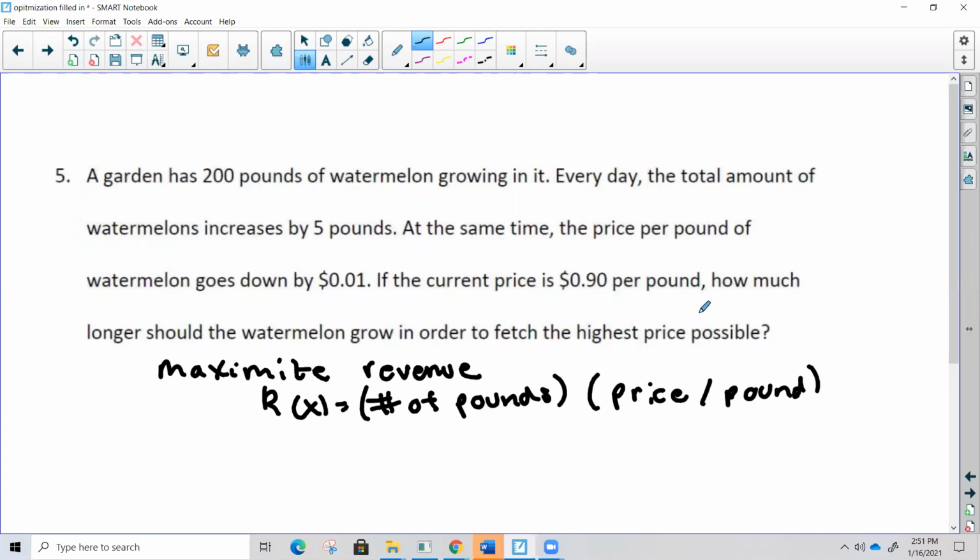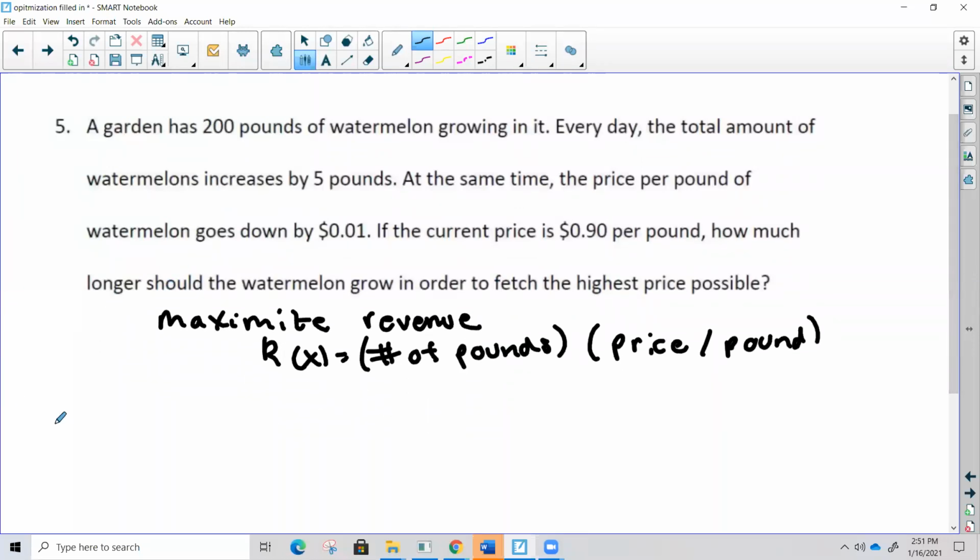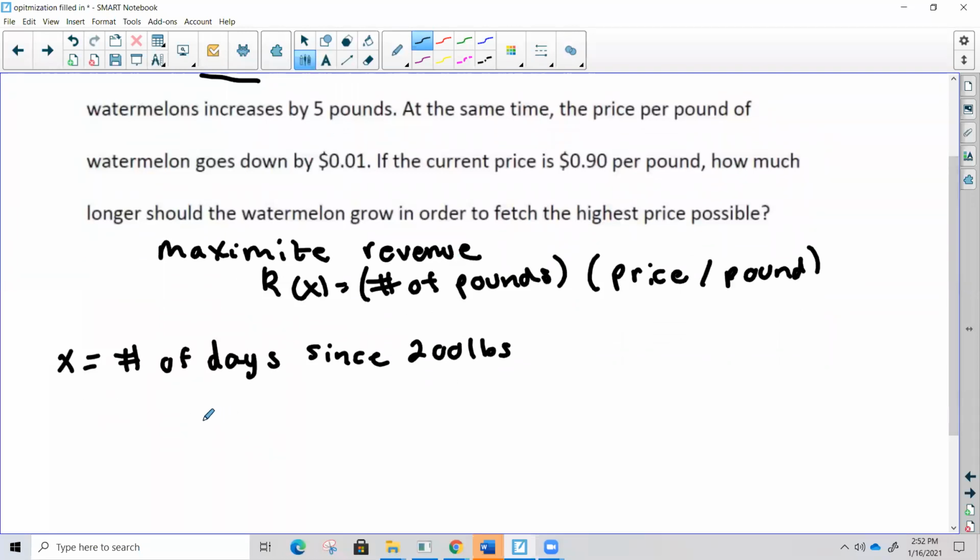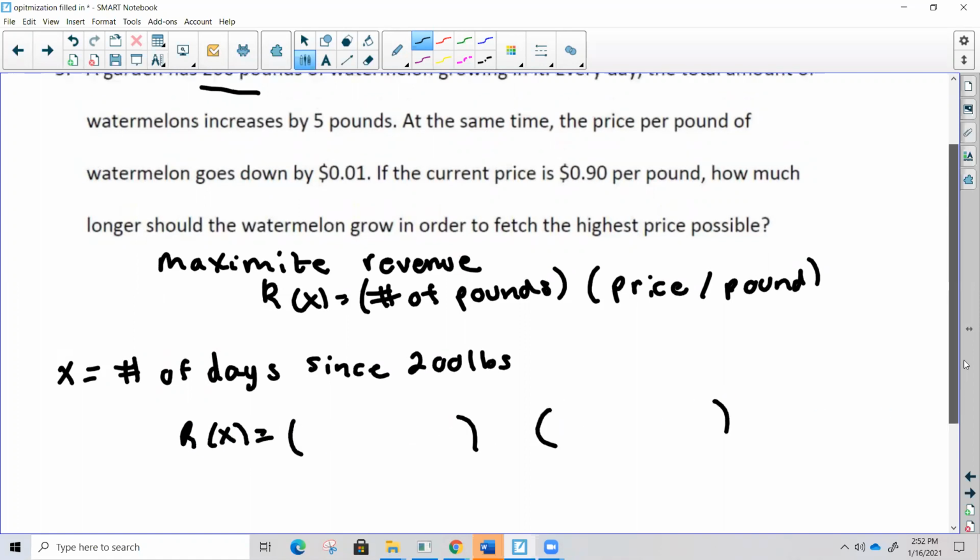So our idea is to figure out how much longer should the watermelon grow. So we are going to let X be our number of days after our starting point. And our starting point is that our watermelon is 200 pounds. You can write that watermelon is 200 pounds, something like that, but you want to define your X value. And then we are going to write two expressions, one for the number of pounds and one for the price per pound based on what they told us.